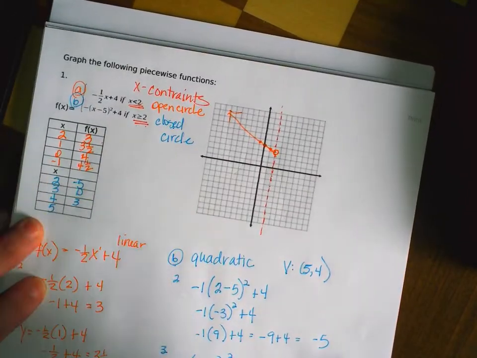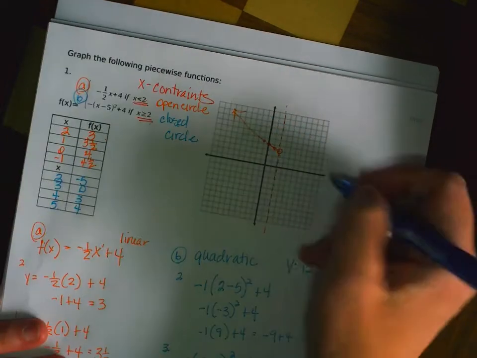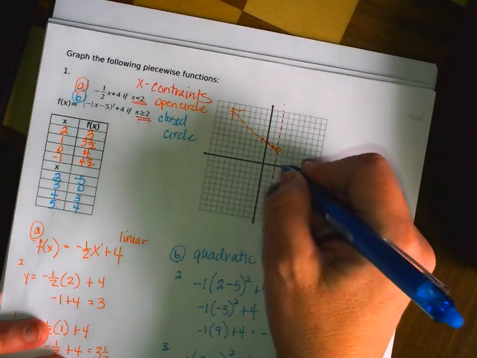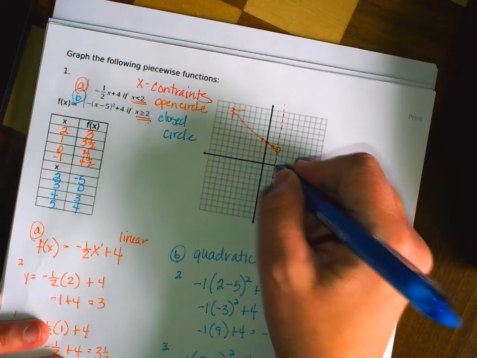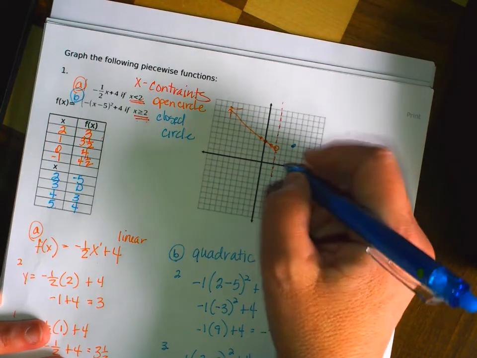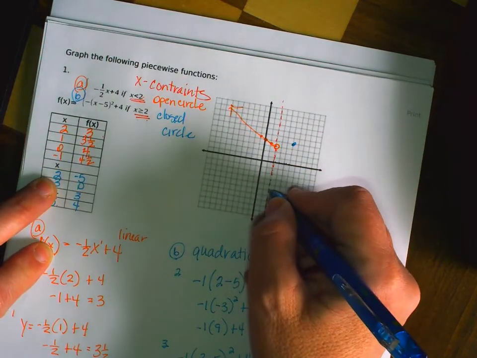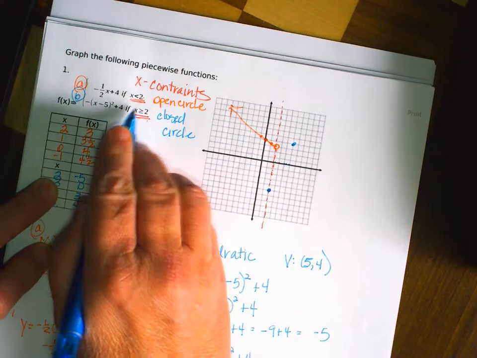And my vertex is 5, 4, so I know that 5 is going to be 5, 4. So my vertex is 5, 4. I'm going to go over 2, 3, 4, 5, and up 4. That's my vertex. My first point on the line is 2, negative 5, and that's going to be a closed circle because I have a line underneath the inequality.